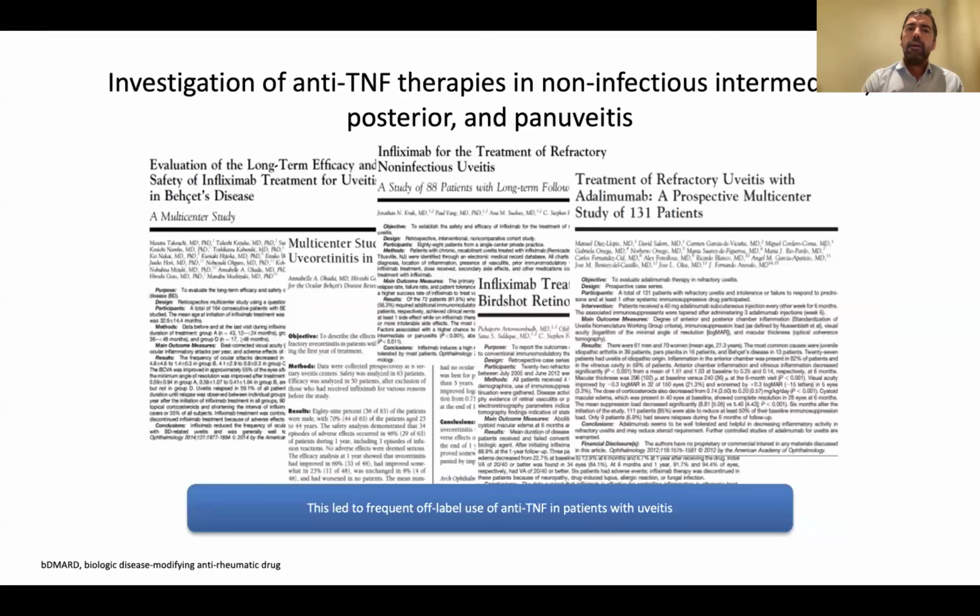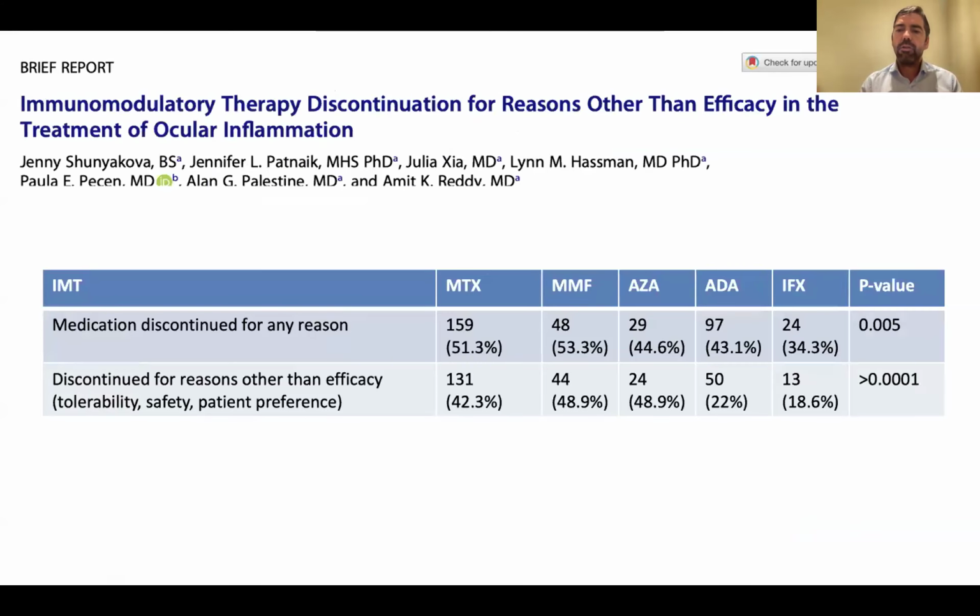And this led to the use of biologic agents worldwide by many clinicians because of the observed efficacy, first with anti-TNF-alpha medication and then with some other biologics. But the use of biologics was not only because of efficacy, but because of some other reasons, like our colleagues point out recently in this paper. If we compare the results in tolerability, in safety, in patient preference of adalimumab and infliximab with those obtained with conventional immunosuppressive medications like methotrexate, mycophenolate, or azathioprine, the results in ADA and infliximab are significantly higher.